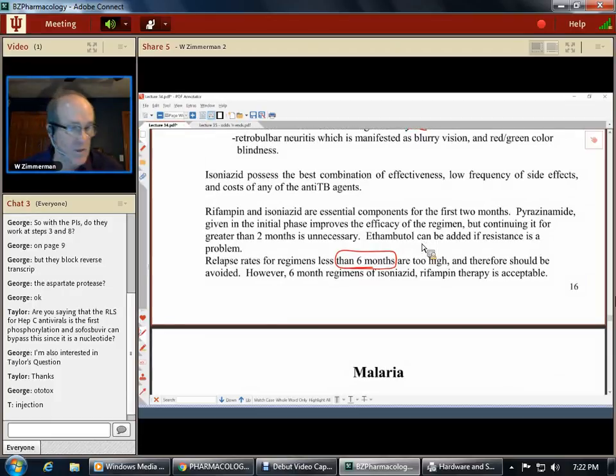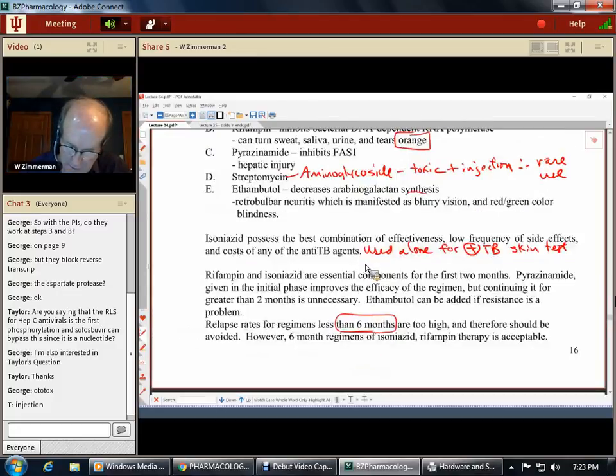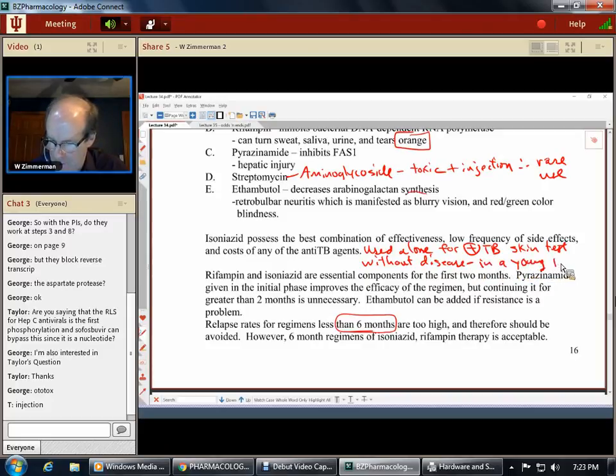So what do we typically do? Let me go write this in. It is used alone for a positive TB skin test, without the disease. Put a hyphen in there, in a young person. I believe you have to be less than 35. They may have changed it to 40. You have to be younger than 40. Yeah, 40's young to me, guys. Haha.